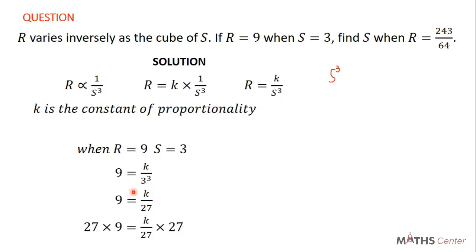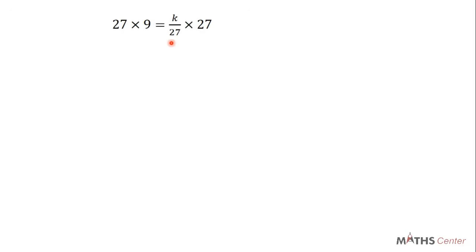So you multiply the left hand side by 27 and the right hand side by 27. 27 and 27 will cancel out, so k is equal to 27 times 9, and k will give us 243. Remember, the expression we had at the beginning was r is equal to k divided by x cube. So if k is 243, we can say that r is equal to 243 divided by x cube.